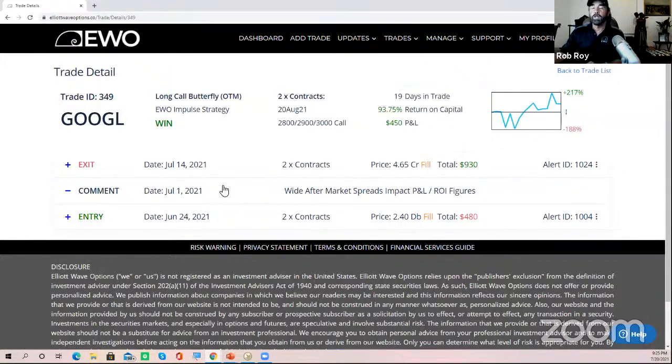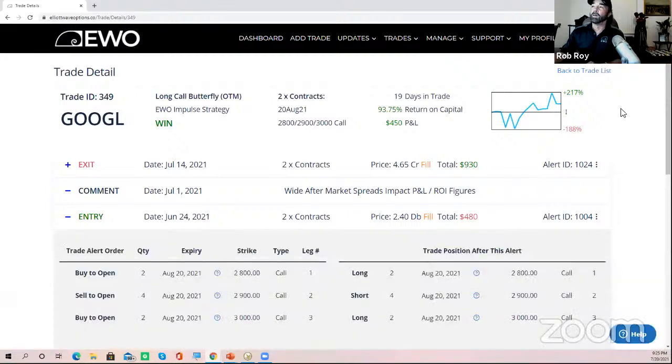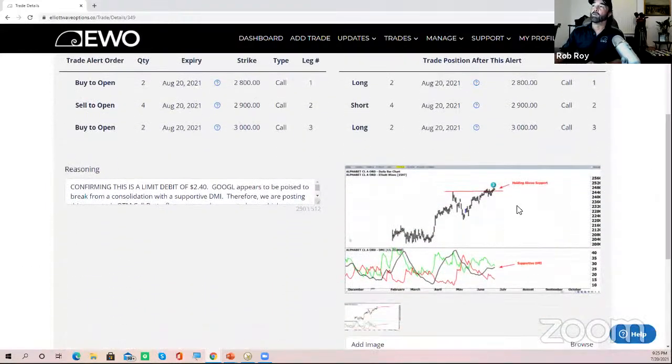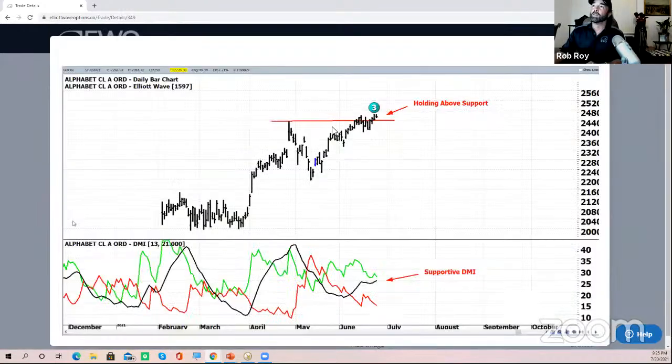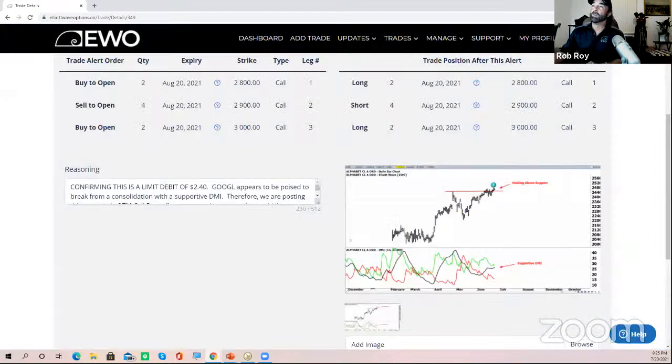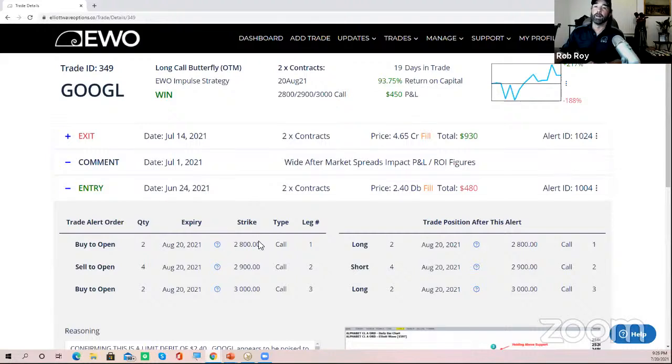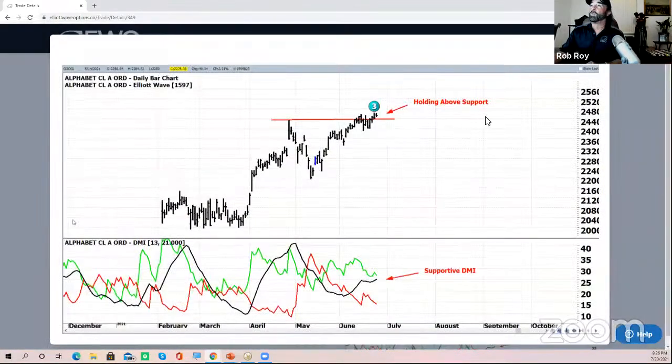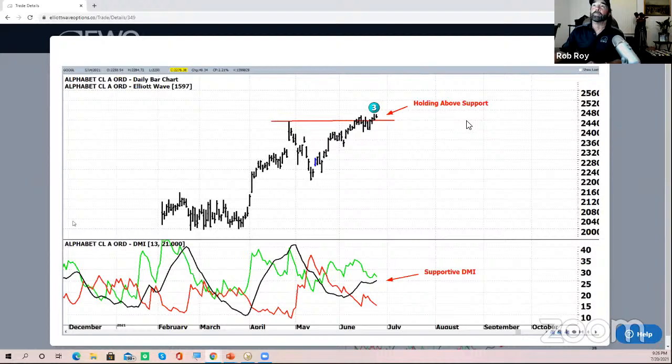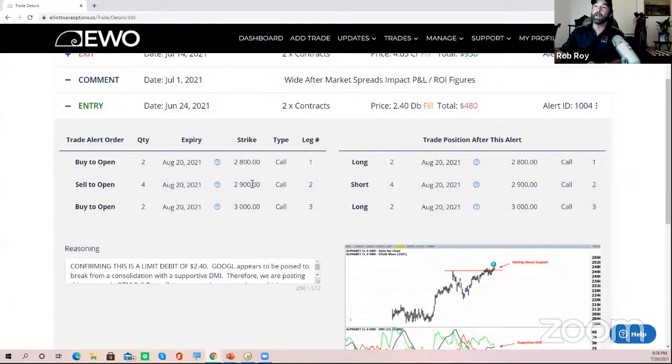And the issue is the fact that we didn't get anywhere near the target prices on Google. So here was the entry, and you can see we held above that support there. We had a supportive DMI. And so the idea was we put on an out-of-the-money call butterfly up near where the wave 5 target is, which is 2,900. So that's why that was the midpoint of the out-of-the-money butterfly. Again, we're trading down here at 24. The close was 22.78 where we closed. And we're looking at a 2,800, 2,900, 3,000 out-of-the-money butterfly.